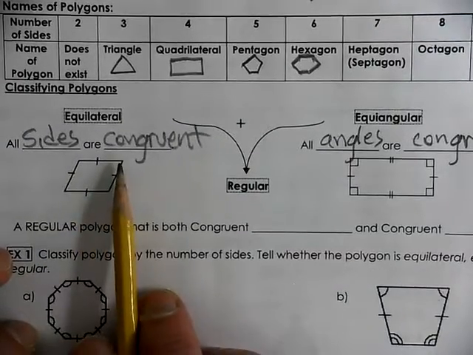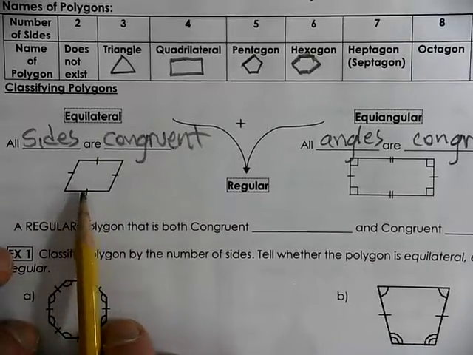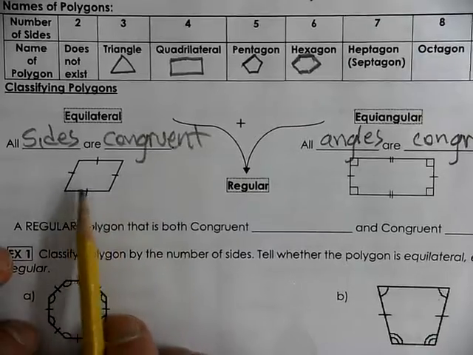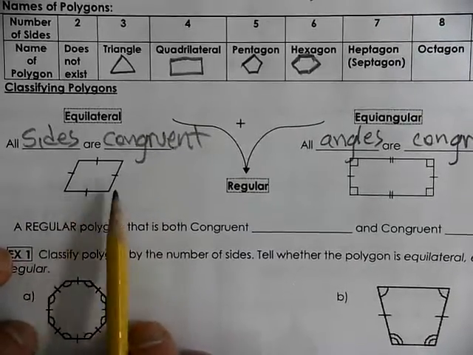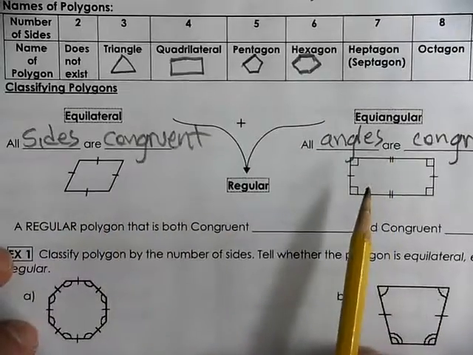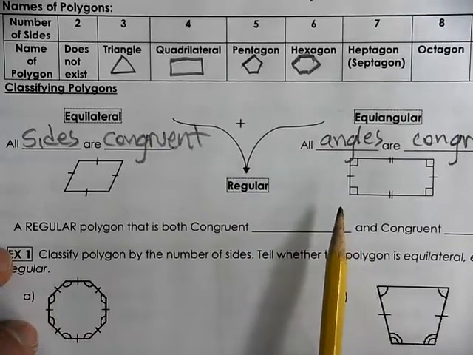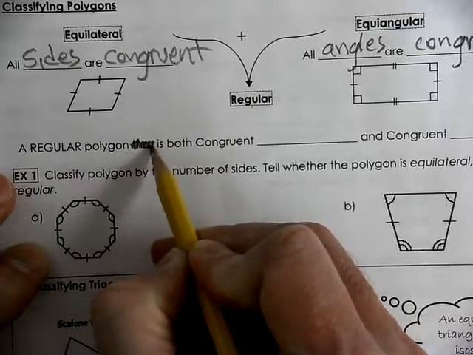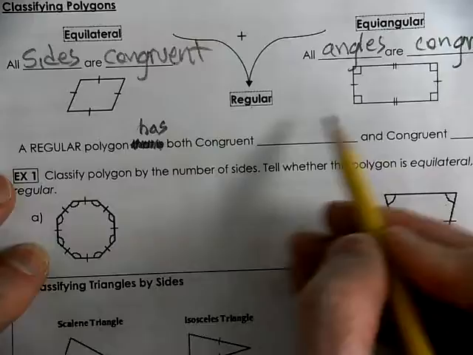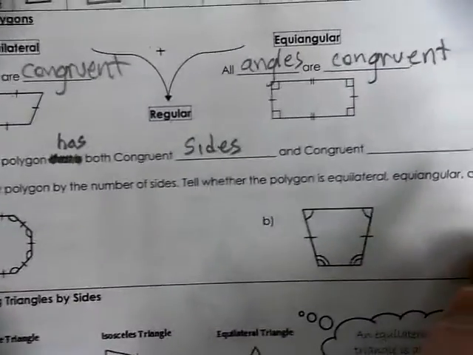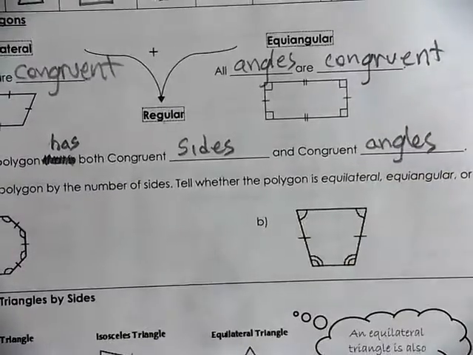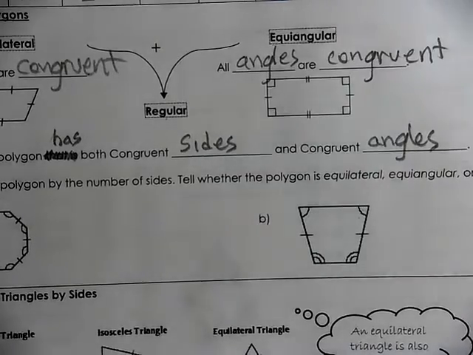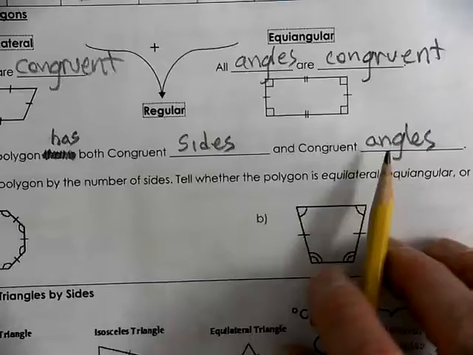Now, if you're both, if you're equilateral and equiangular, if you look here at this shape right here, this guy does not have all equal angles. Here's an acute angle, and on the other corner we have an obtuse angle, bigger than 90. So these angles clearly are not the same size. So this is not equiangular. This is just equilateral. But if you did have all equal sides and equal angles, you would be considered a regular polygon. A regular polygon has both congruent sides and congruent angles. That would be a regular polygon. So a very famous regular polygon would be a square. A square has all equal sides and all equal angles.